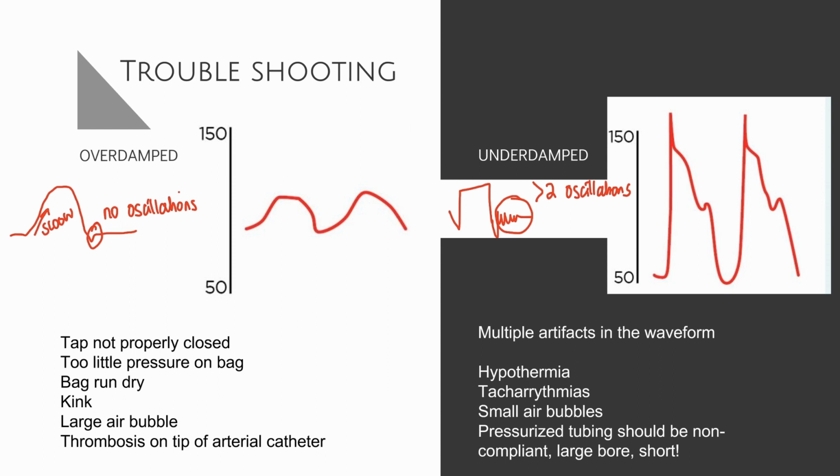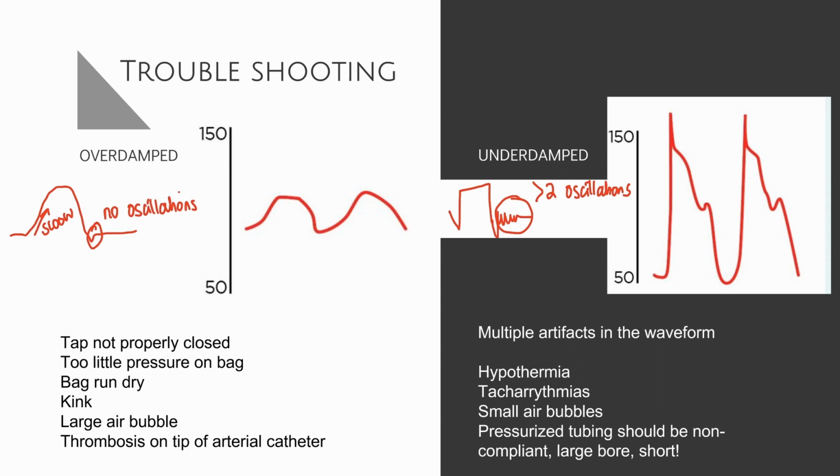If you have the opposite issue and you've identified underdamping, you will then have a normal square wave, but with more than 2 oscillations to get to the baseline, which I've indicated there to show you an example. This is going to give you a hyperenergetic waveform, and you're going to have a too high SBP and a too low diastolic blood pressure.